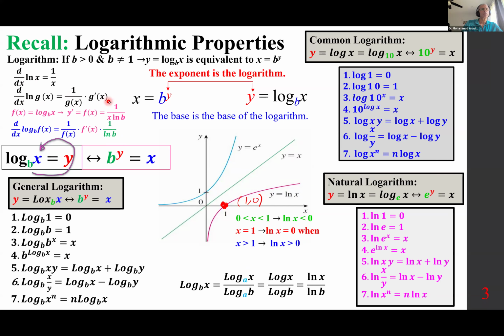And of course, if the base is not e, and you're looking at the derivative of log of f of x with some base b, it is 1 over f of x, f prime of x by the chain rule, times 1 over ln b by the logarithmic properties, or more specifically, the change of base formula.